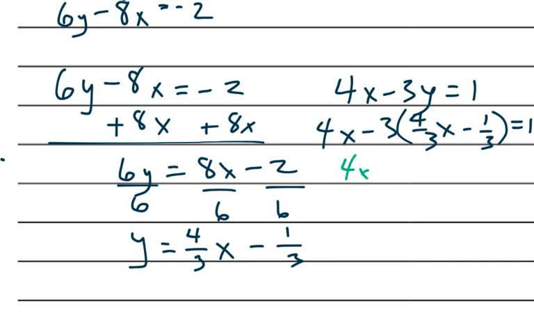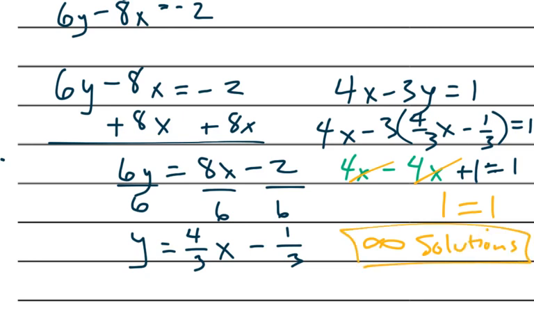What usually will happen is as we distribute, we luck out and the 3/3 cancels out, leaving us with 4x. And again, the 3/3 cancels out, leaving us with plus 1. These terms go away, and since 1 equals 1 is a true statement, this means you have infinite solutions. And what this would tell you graphically is that both of these are the same line.